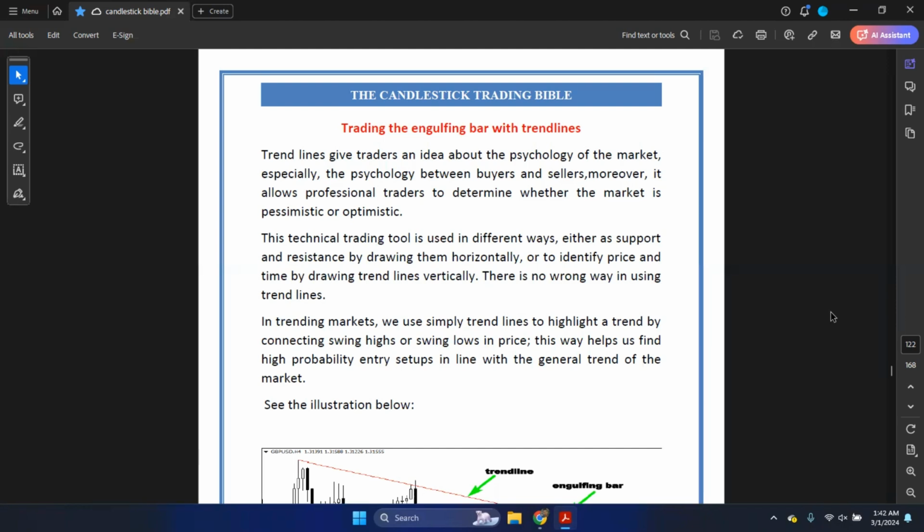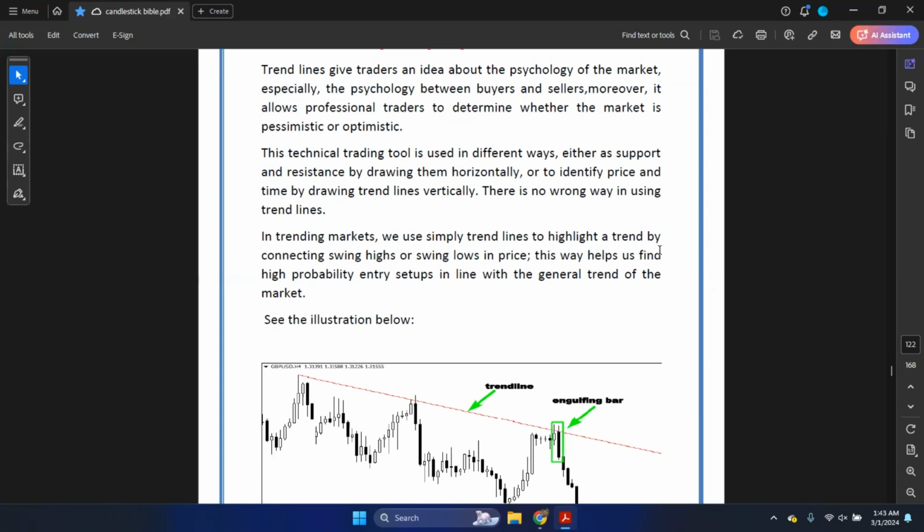Engulfing bar with trend lines. Trend lines give traders an idea about the psychology of the market, especially the psychology between buyers and sellers. Moreover, it allows professional traders to determine whether the market is pessimistic or optimistic. This technical trading tool is used in different ways, either as support and resistance by drawing them horizontally, or to identify price and time by drawing trend lines vertically. There is no wrong way in using trend lines.